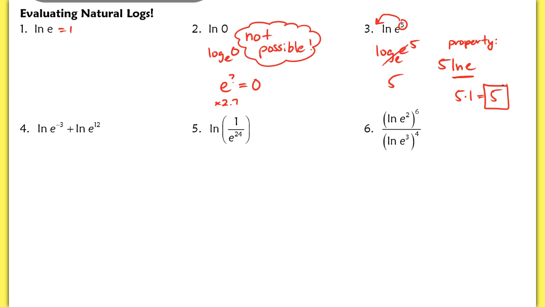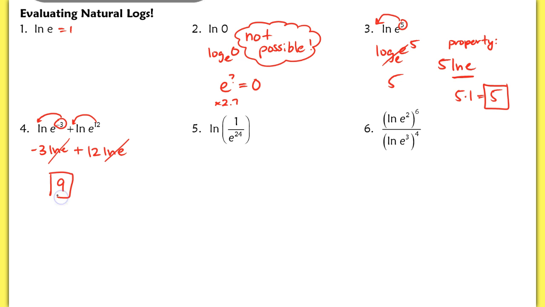In number 4, let's use our property here. We're going to rewrite this as negative 3 times the natural log of e plus 12 times the natural log of e. Now here, I could simplify the natural log of e to be 1. So this will cancel. The natural log of e is also 1 here. Negative 3 plus 12 is positive 9.